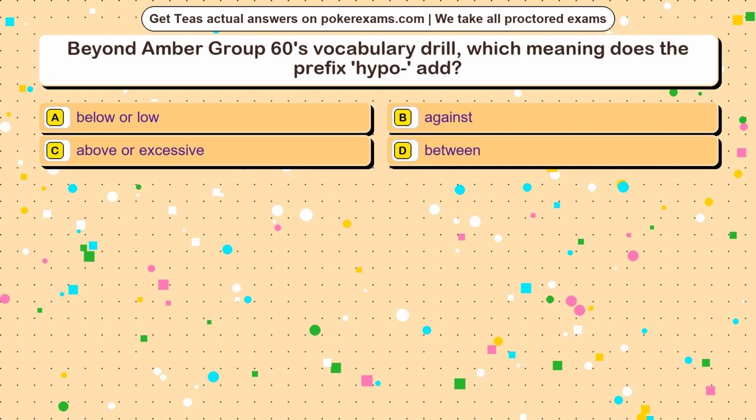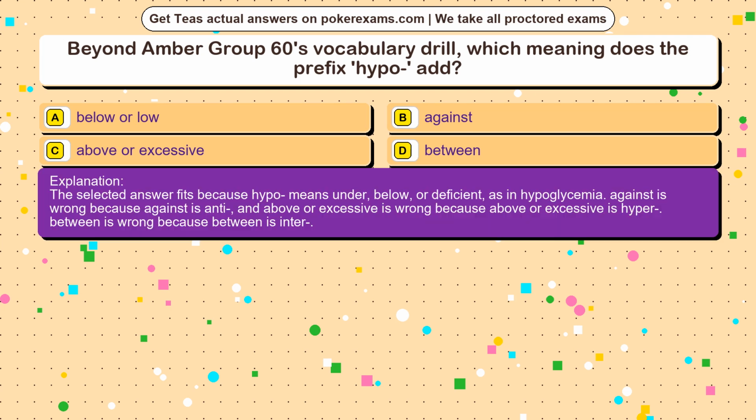The correct answer is option. The selected answer fits because hypo means under, below, or deficient, as in hypoglycemia. Against is wrong because against is anti-, and above or excessive is wrong because above or excessive is hyper-. Between is wrong because between is inter-.